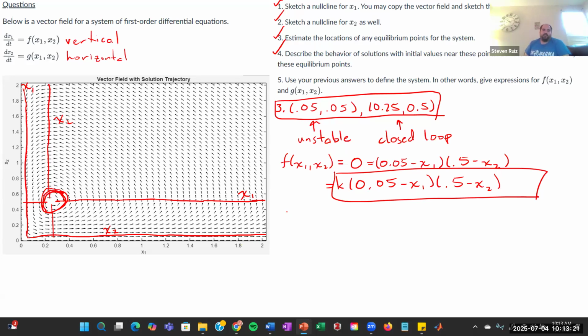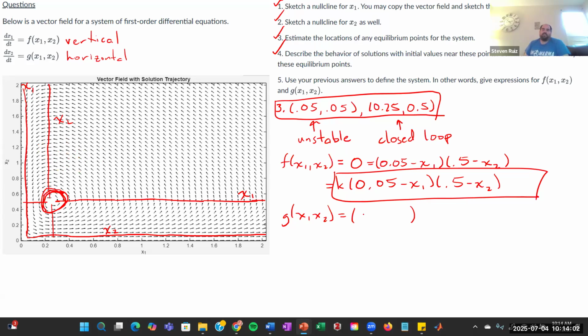So what about g, the function that gives the differential equation for dx2/dt? So what are those nullclines? One of them is a vertical line at 0.25. So before we write this down, let's see what happens on either side of that. So now we're looking at dx2/dt, which is essentially our vertical rate of change. So if we go to the right of that vertical line, we have upward movement. If we go to the left of that vertical line, we have downward movement.